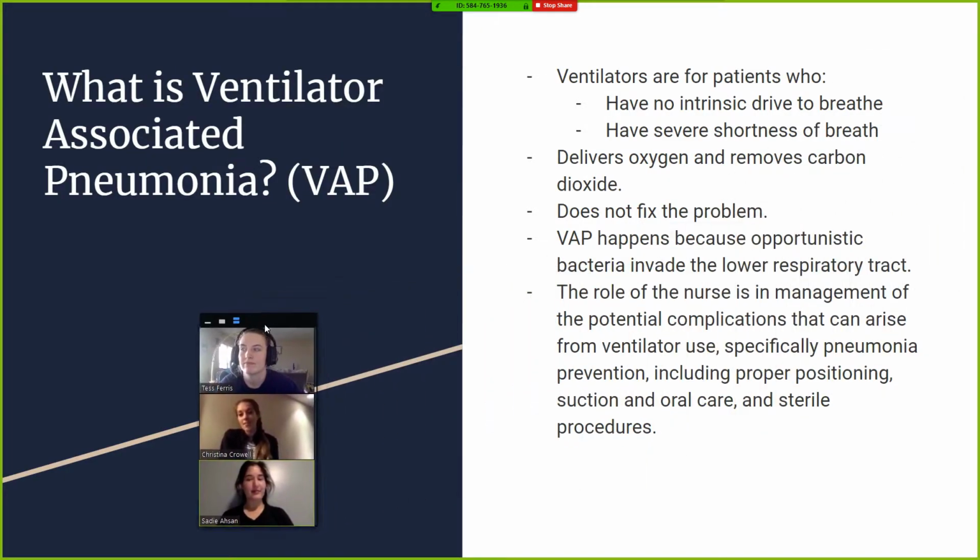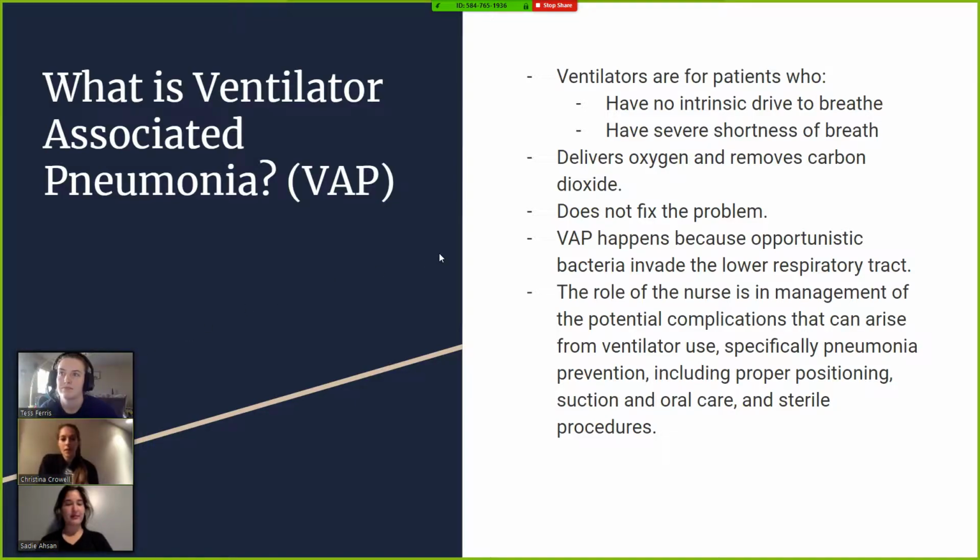Okay, so what is ventilator-associated pneumonia? Ventilators are essential for the survival of many patients who either have no intrinsic drive to breathe or have severe shortness of breath. It delivers high concentrations of oxygen to the lungs and removes excess carbon dioxide while decreasing the energy exertion of the patient so that they can recover.